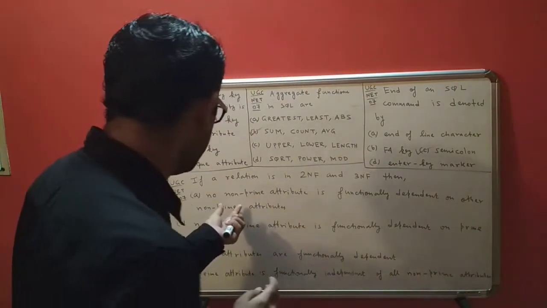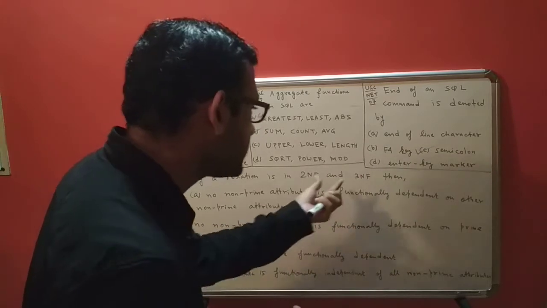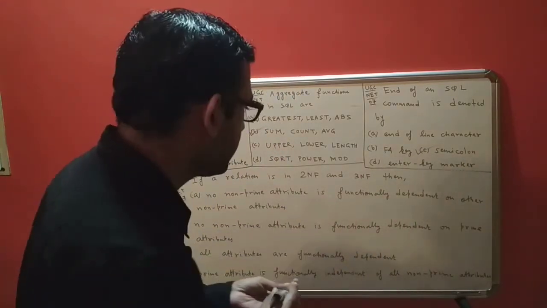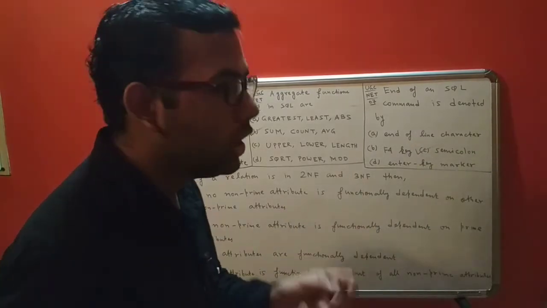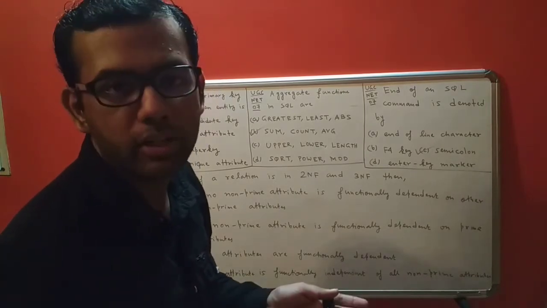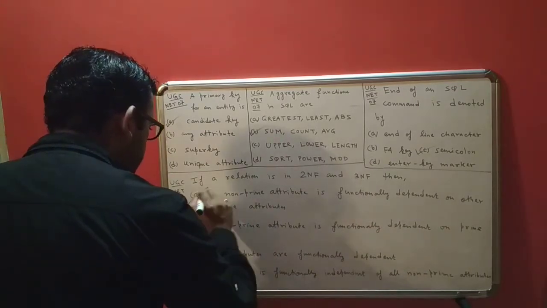So here they've said that if a relation is in 2NF and 3NF, then no non-prime attribute is functionally dependent on other non-prime attributes, which is correct, because just now I mentioned that if a relation is in 3NF, then no non-prime attribute will depend on any other non-prime attribute. That means there will be no transitive dependency. So this option is absolutely correct.